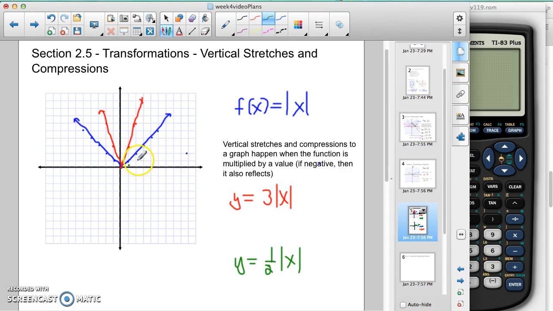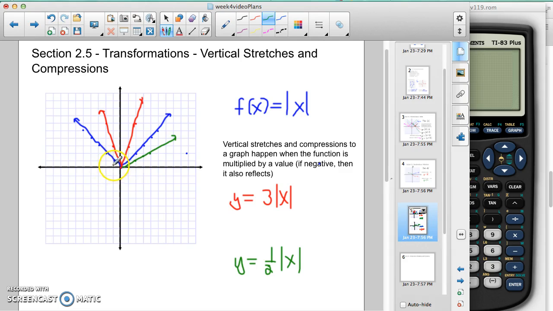Where we went 2 values up here, that would be cut in half, so it would go through 1. 3 would go to 1.5. 4 would go to 2. So our graph would be compressed towards the x-axis by a factor of a half. So instead of going up the same amount, it would be half that amount going this way.